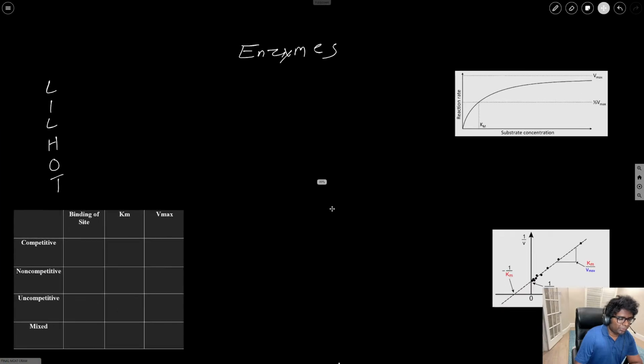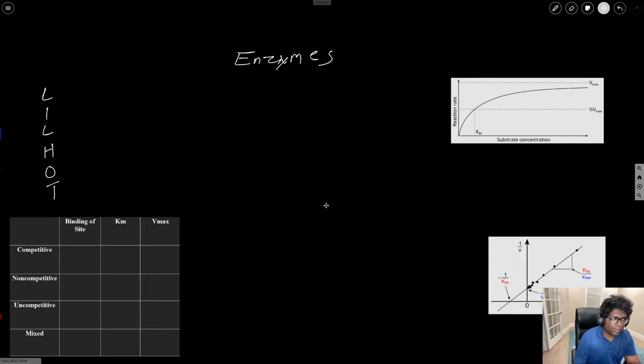Now, enzymes, you guys know what enzymes are. Lowers the activation energy, stabilizes the transition complex. What else? That basically covers the basic stuff, the high school biology stuff. Let's move into the more advanced stuff. Let's talk about the different types of enzymes. Do you guys know what Lil Hot is? No? Okay, so I'll write it out.